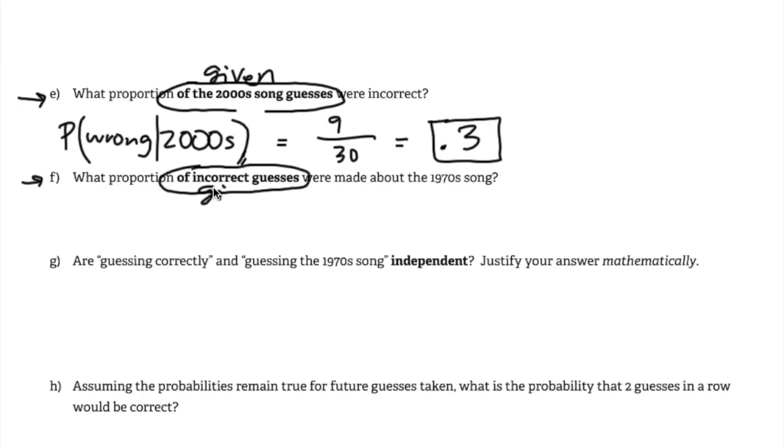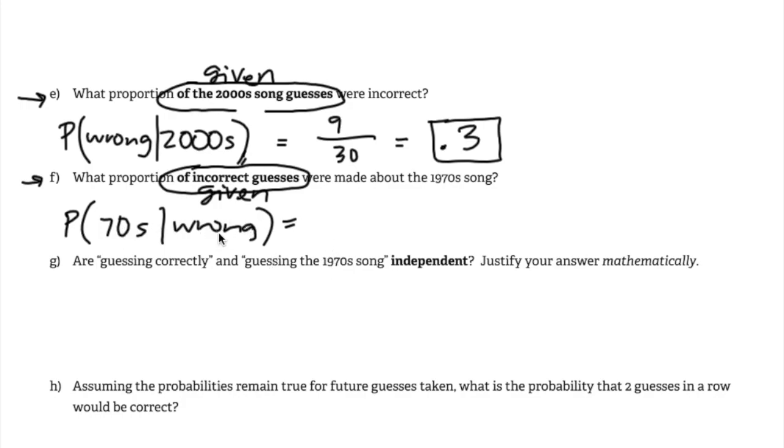And then part F says what proportion of incorrect guesses. So again, that's a given. That means I only care about incorrect guesses. The way I would write this, that given always goes after the line. So given that it's a wrong answer, given that it's incorrect, we want to know what proportion were 70s songs. So 70s given incorrect.